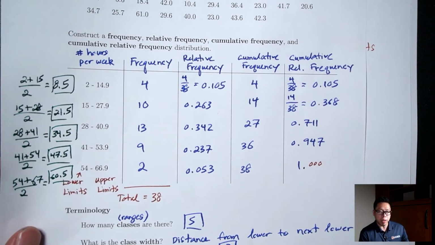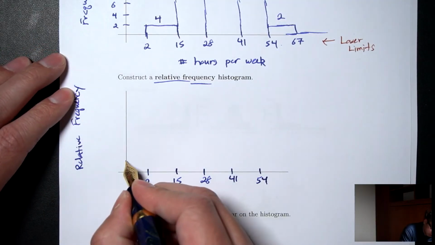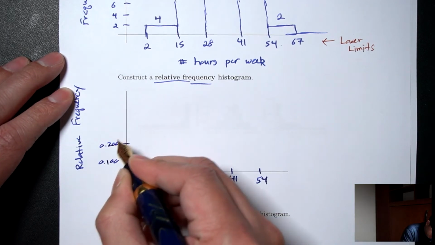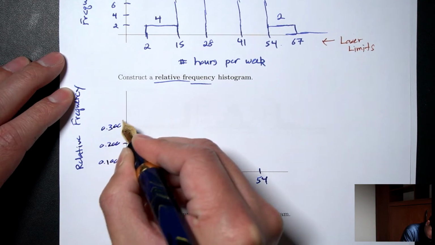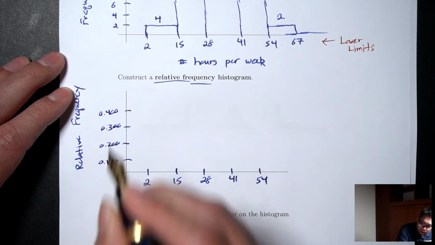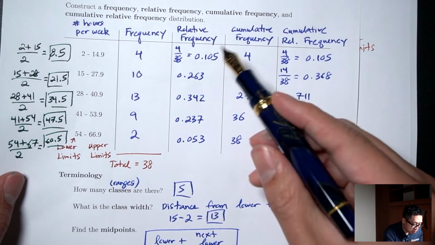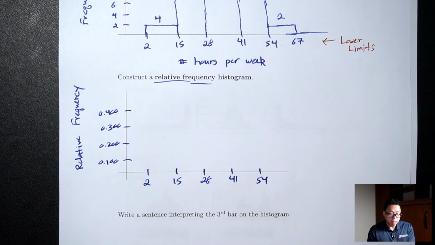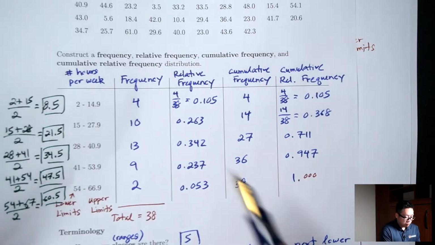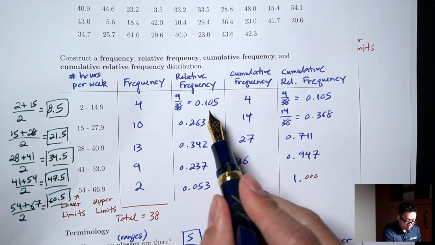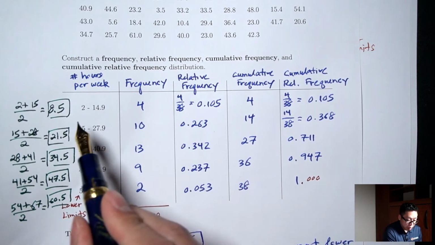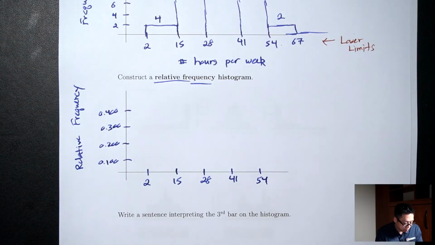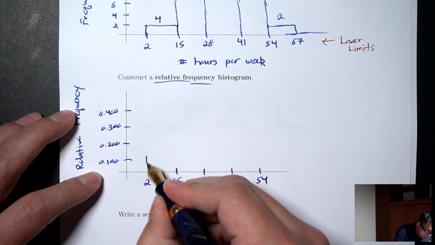So I'm going to go up by 0.100, 0.200, 0.300, 0.400, and let's see, I need to get up to 0.342. So I think I'm good there. Now, first one, 0.105. Remember, this one goes with the range 2 to 15. So the bar should be above the range 2 to 15.